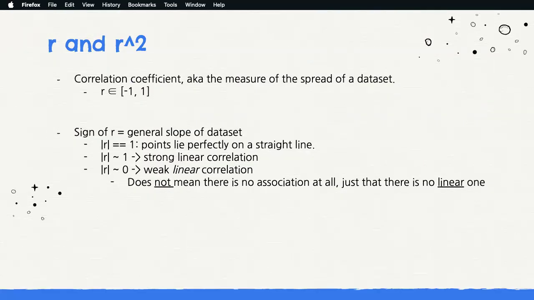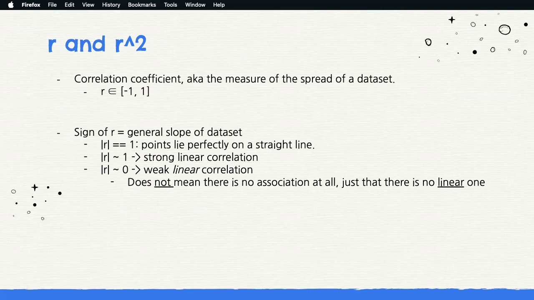One of them is R and R squared. Again, you probably heard of this before, but we're going to talk about it anyways. These both measure the spread of your data set. So the sign of R is the slope of your data set. So negative sign, negative slope, positive sign, positive slope. The more interesting part of R would be the absolute value, so the magnitude of the value. So if R is super close to 1, like it's 0.99 or negative 0.99, like the absolute value is very close to just 1, that means that your data points are basically along a straight line.